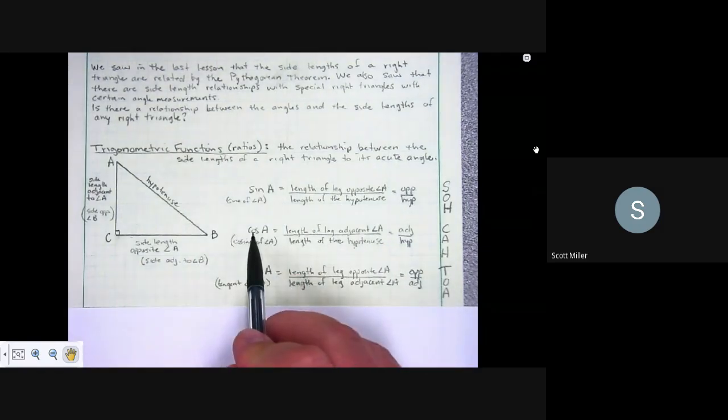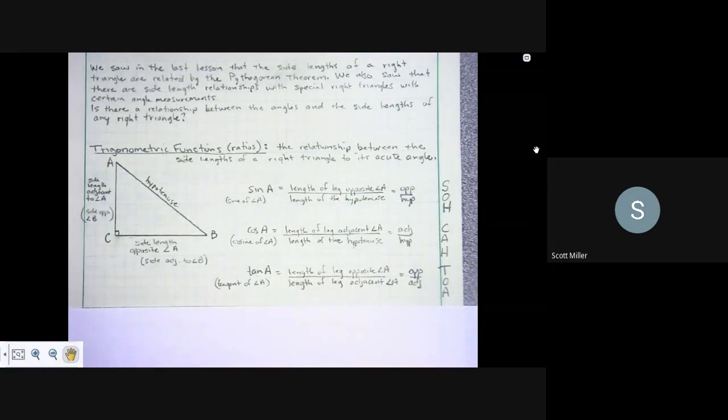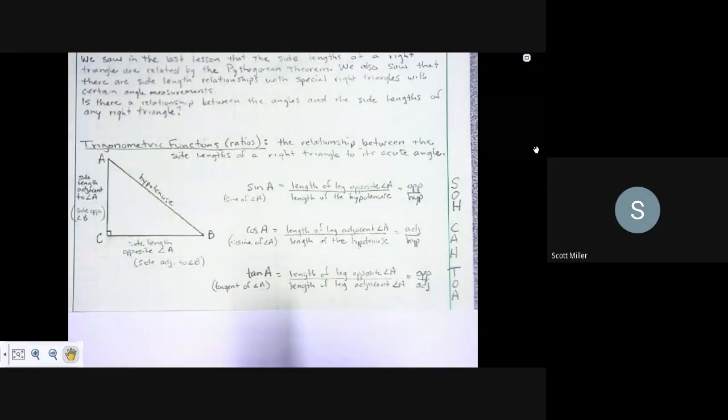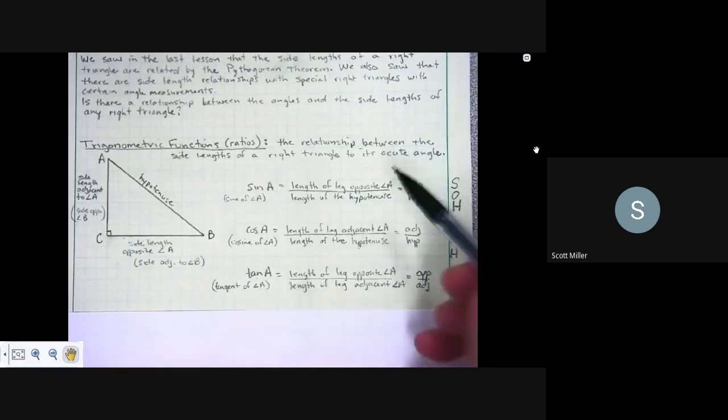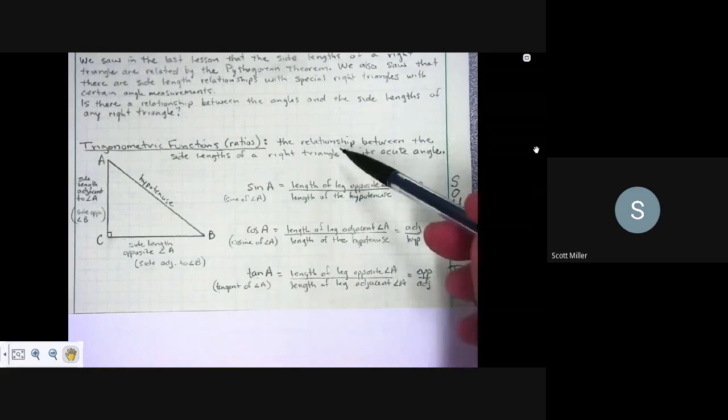This right here is the cosine of angle A. The cosine of angle A. This is the tangent of angle A. We never read this as the tan A. Don't ever do that. This is the tangent of angle A. That's how you read it. Okay? And these are the relationships for the side lengths.